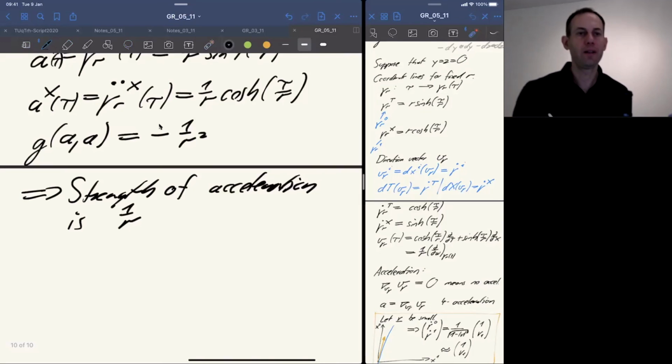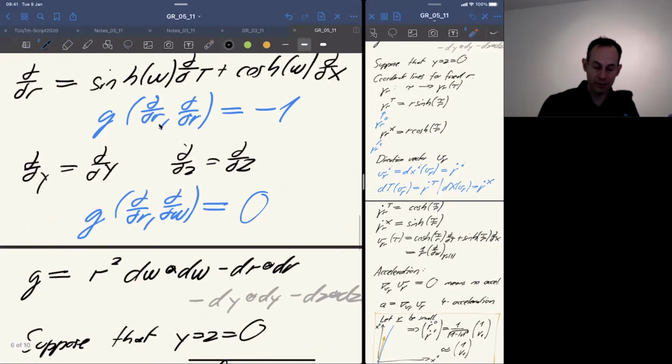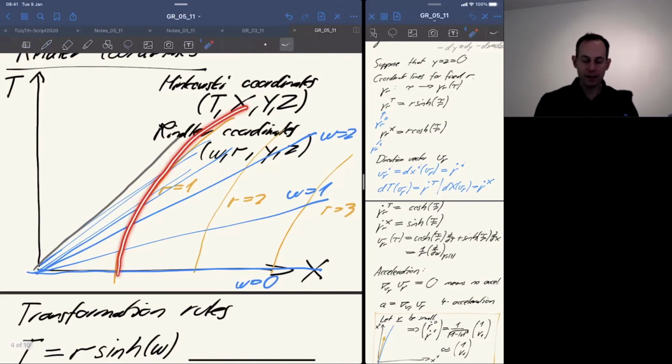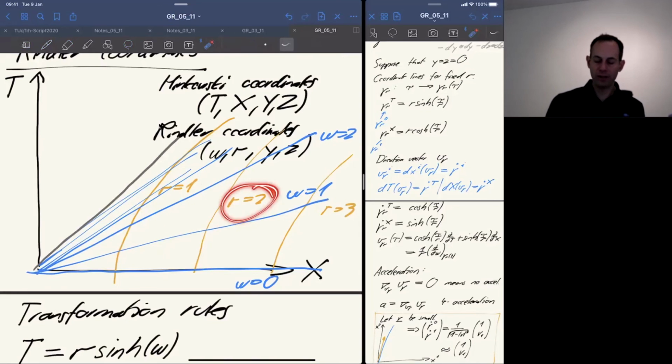And just before we conclude for today, let me discuss this a little bit. What we found is the following: if you look at this diagram that we drew at the beginning, then we have different observers, namely one here, one here, one here. All these observers experience different acceleration, namely 1 over r. So this observer only experiences half of the acceleration of this observer here.